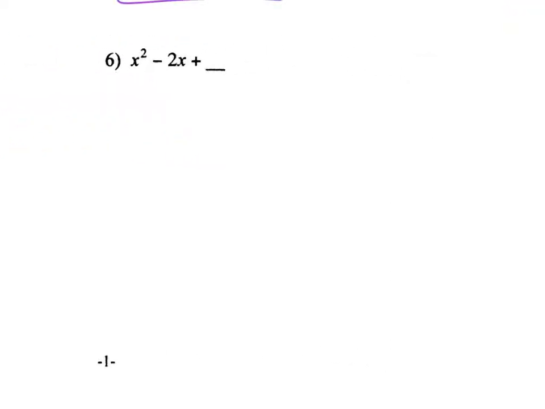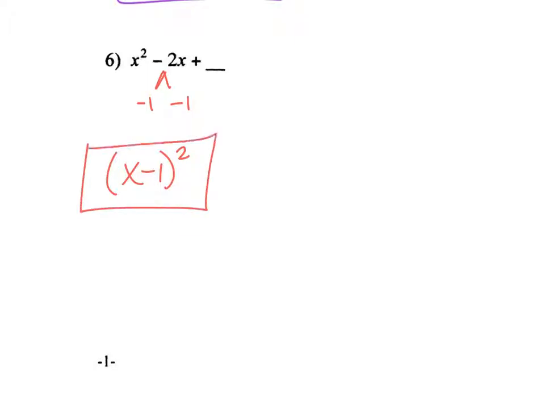Last example. This one might trick you a little bit, so just be really careful. If I split this apart, I get -1 and -1. So that's going to be x minus 1 squared. And then the silly thing that people do is that when they multiply this back out, they don't multiply it correctly. -1 times -1 is positive 1. So just be careful about that.